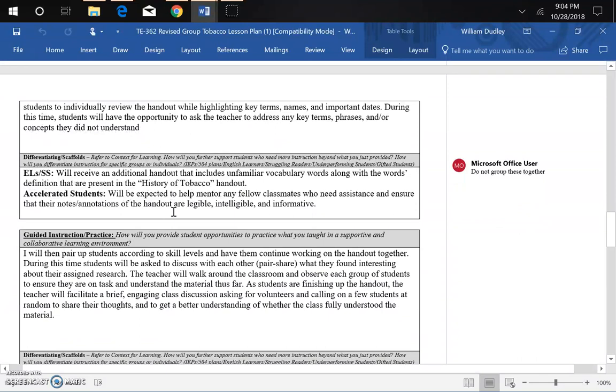On the differentiating and scaffolds, basically we modify the handouts for ELs and struggling students to have additional vocabulary words. Accelerated students have the option or expectation to help their fellow classmates.